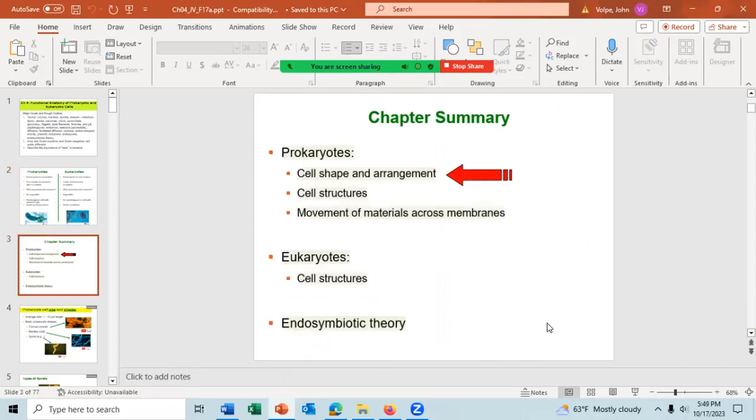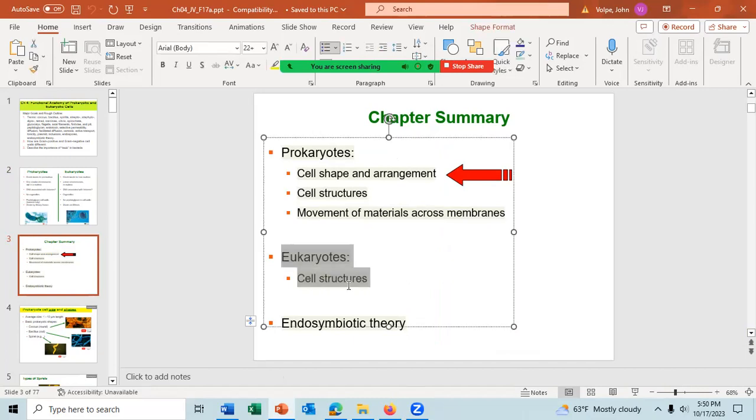So in the chapter summary, we're going to talk about prokaryotes, their cell shape and their cellular arrangement. We'll talk about different cell structures we find in prokaryote cells, and then the movement of material across the membranes. If we get to eukaryotes, we'll talk about the different cell structures you see in eukaryotes, but we may not cover this if we don't have time. If we do, I'll cover it, but usually I do not.